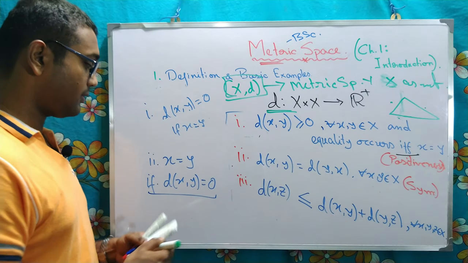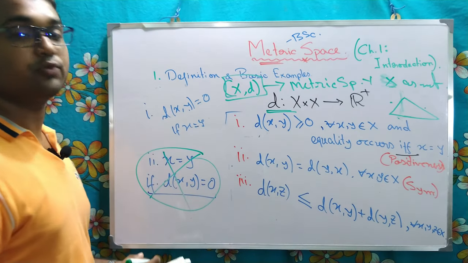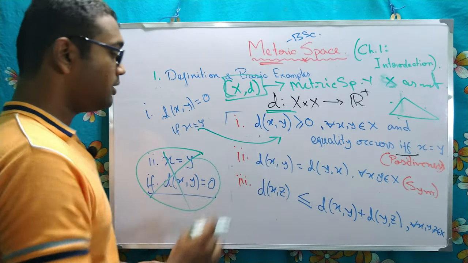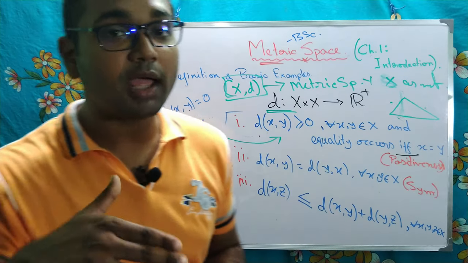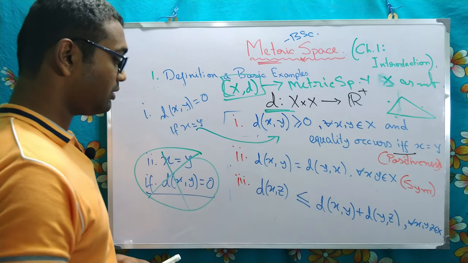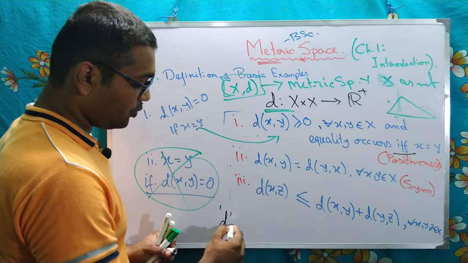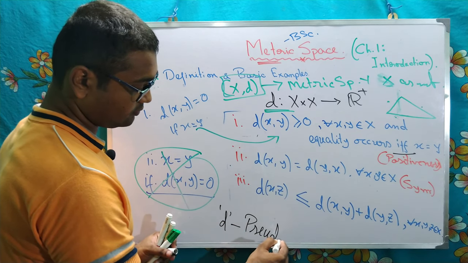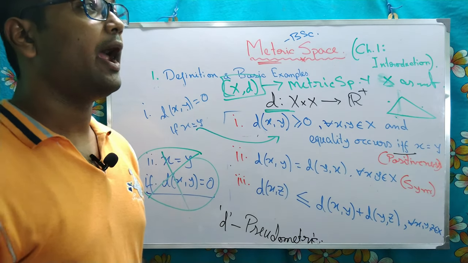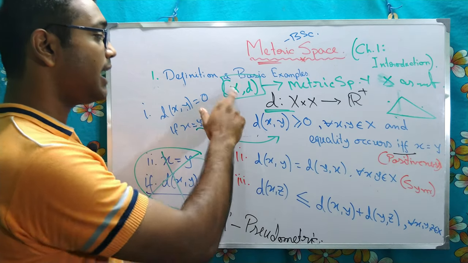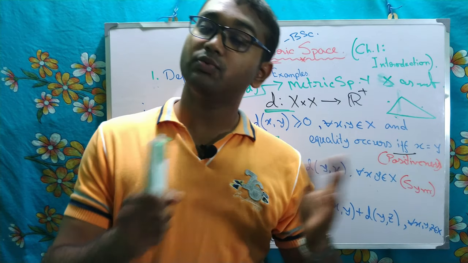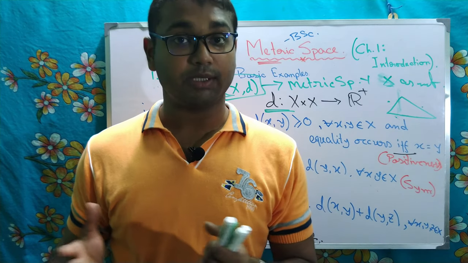But if I exclude this one and use only the other one, then I shall get a new type of function which will be known as a pseudometric. This d will then be called a pseudometric, and this pseudometric along with this X will be known as a pseudometric space. So this was the basic ideas and concept about metric space.